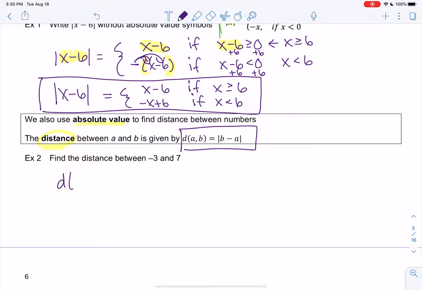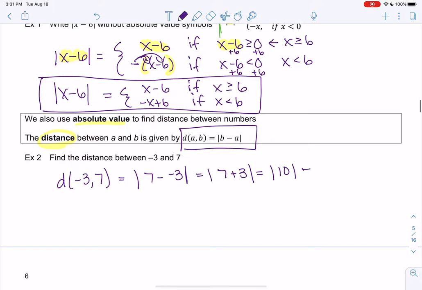So if we want to do the distance between negative 3 and 7, we'll do the absolute value of 7 minus negative 3, which is 7 plus 3, and we take the absolute value of that, we get 10. Right, we're measuring physical distance on the number line.